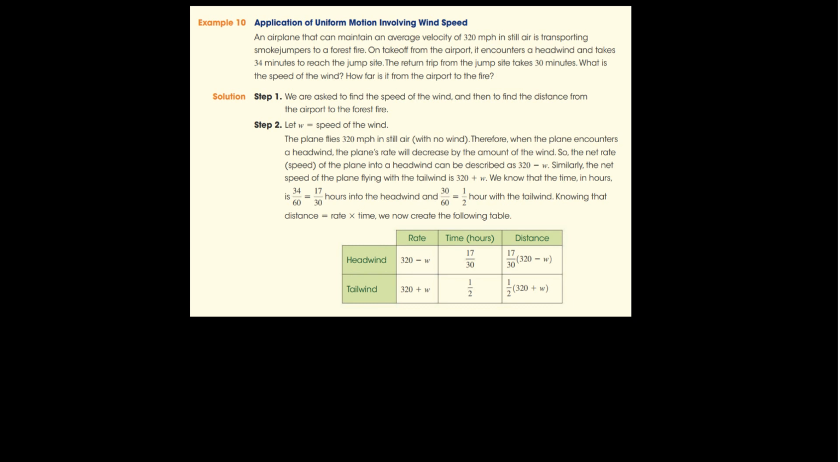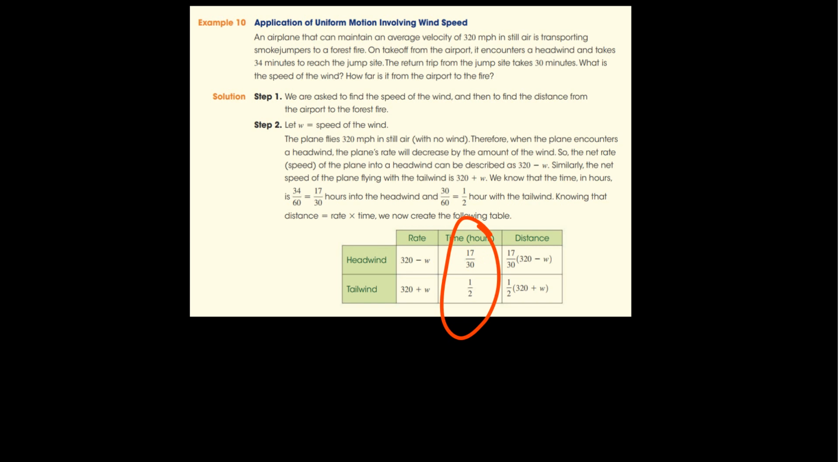Time, and again, this is interesting. It reads, on takeoff from the airport, it encounters a headwind and takes 34 minutes to reach a jump site. So again, you might be tempted to write a 34 right here, but don't, because we are putting this problem in terms of miles per hour. So we're going to have to also put my time in terms of hours. So 34 minutes is what fraction of an hour? Well, that would be 17/30ths, because 34 minutes is 34 over 60. You reduce that and you get 17/30ths.